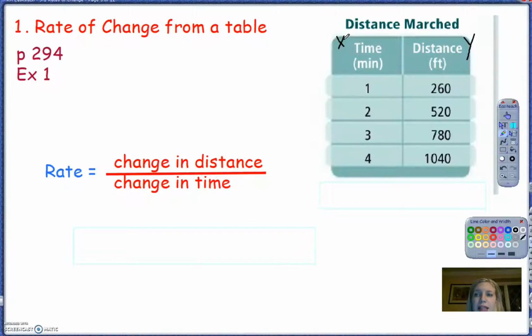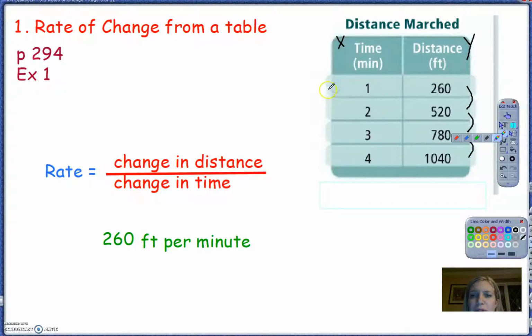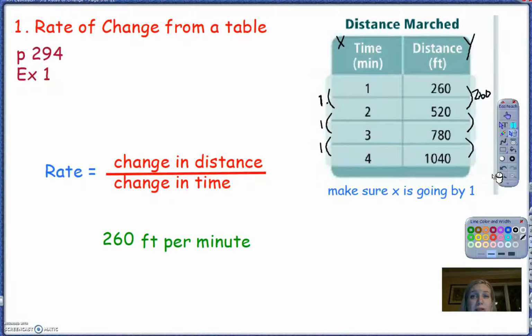Okay, so then I find the distance between here and here, and so on. And I plug it into my formula, and you'll end up getting 260 feet per minute, because our time is going up by ones. And these are all going up by 260. Okay, so you're just making sure the x goes by 1. All right, so that's from a table. This is in your textbook, that's why that page number is written.